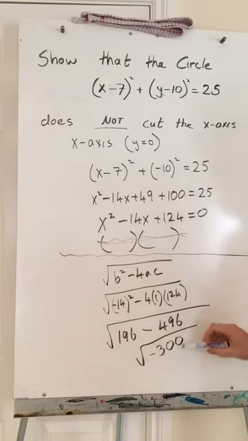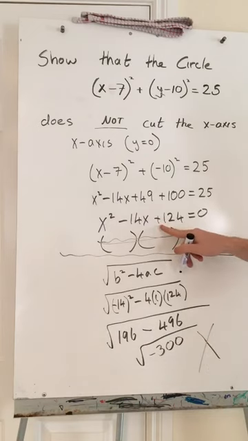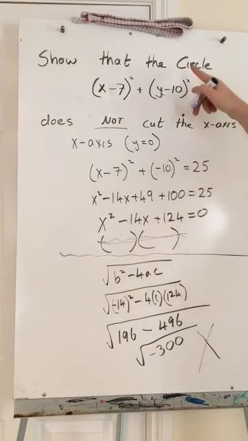And we can't get the square root of a negative number, all right? You're going to go into complex numbers or imaginary numbers. So there are no answers to that there. So that means then that this here does not have any solutions, so it means that the circle does not cut the x-axis.